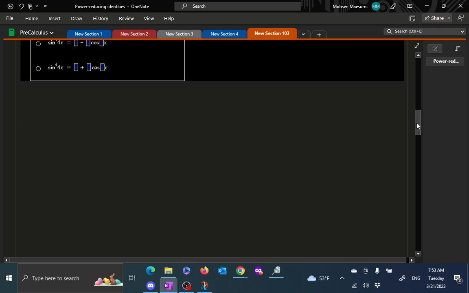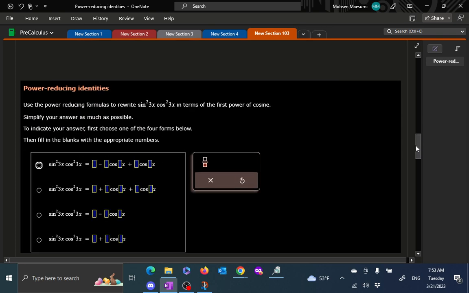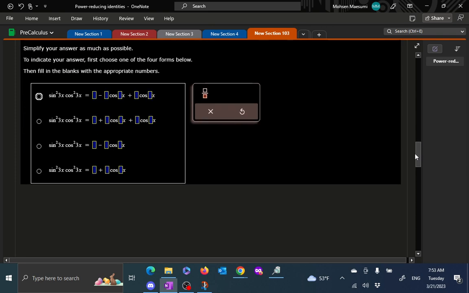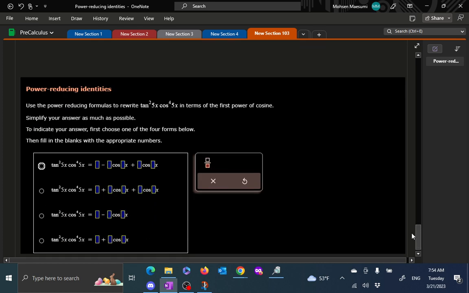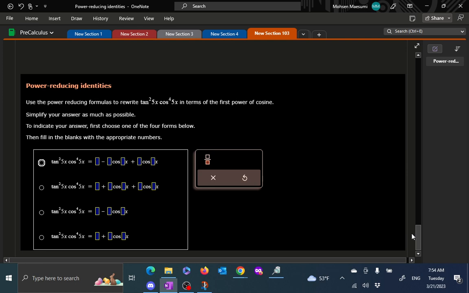Similar problems. This is sine squared, cosine squared. This one is cosine to the power of 4. This one is tangent squared, cosine to the power of 4.